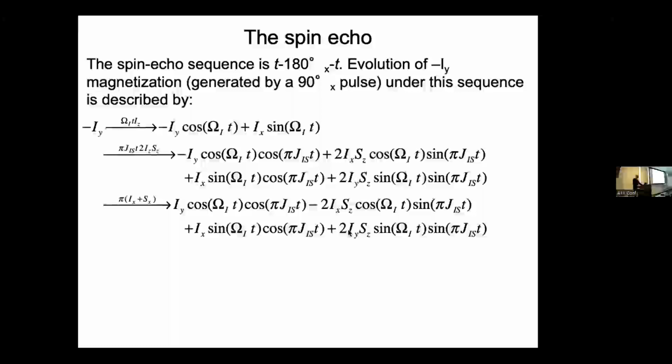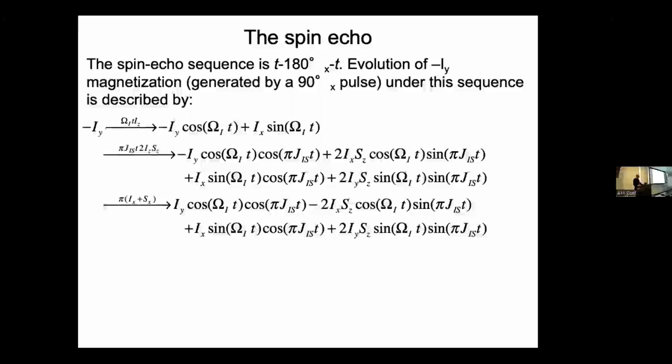And now we have the second T period. Each of these operators will rotate under the chemical shift and rotate under the J coupling. So each of these operators is going to split into 4, and I have 16 operators. It becomes important to do some simplifications along the way. Of course, simplifications along the way kind of assumes you already know what the answer is.